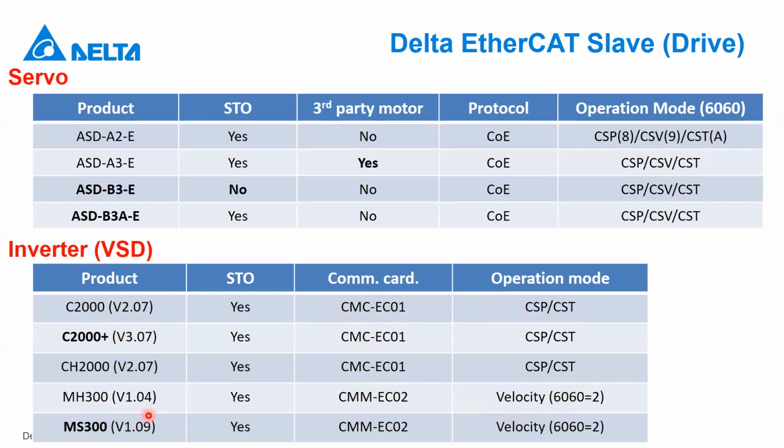Then for MS300 series, unfortunately, at the moment, we can control only for the velocity. That means the operation mode of the dictionary is also equal to 2.